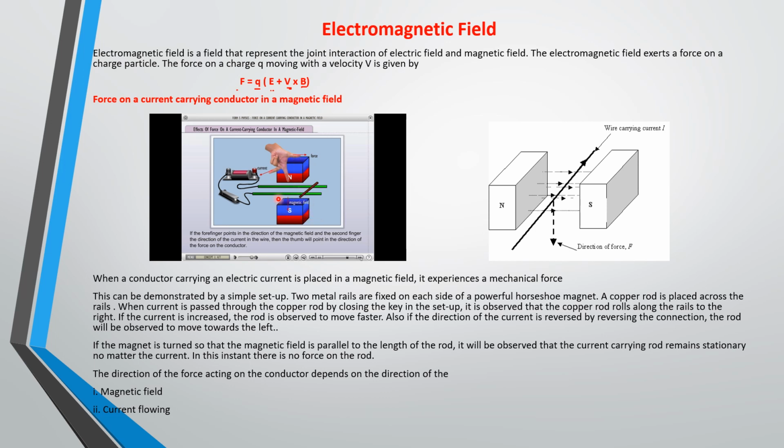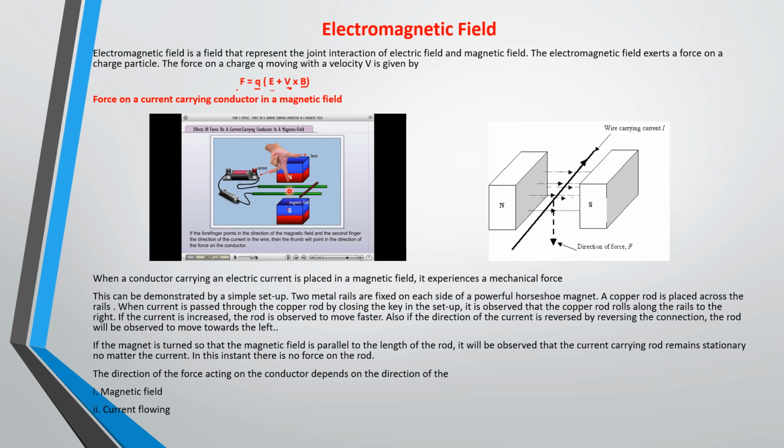What we want to know is that the two magnets are placed side by side with opposite poles facing each other. Then there is a copper rod that is placed across the rails. So these are the two rails, and then there's a copper rod. The copper rod is the current carrying conductor. When current is passed through the copper rod by closing the key, by pressing this button to close the key, in this setup, it is observed that the copper rod rolls along the rails to the right.